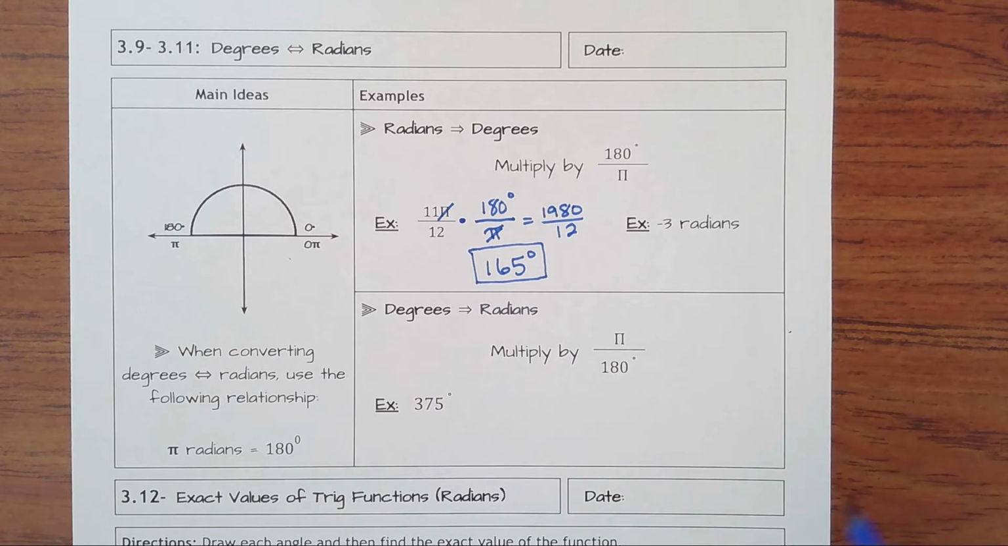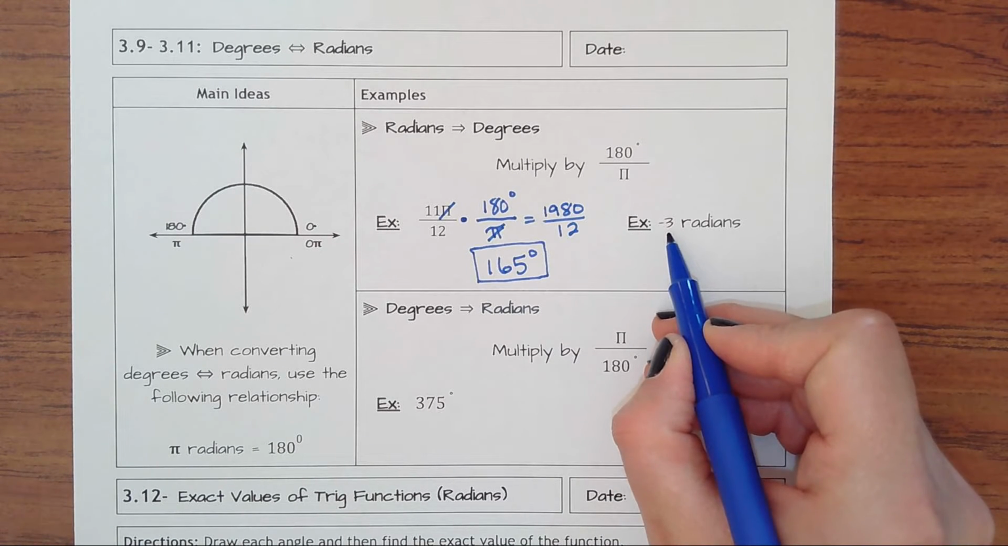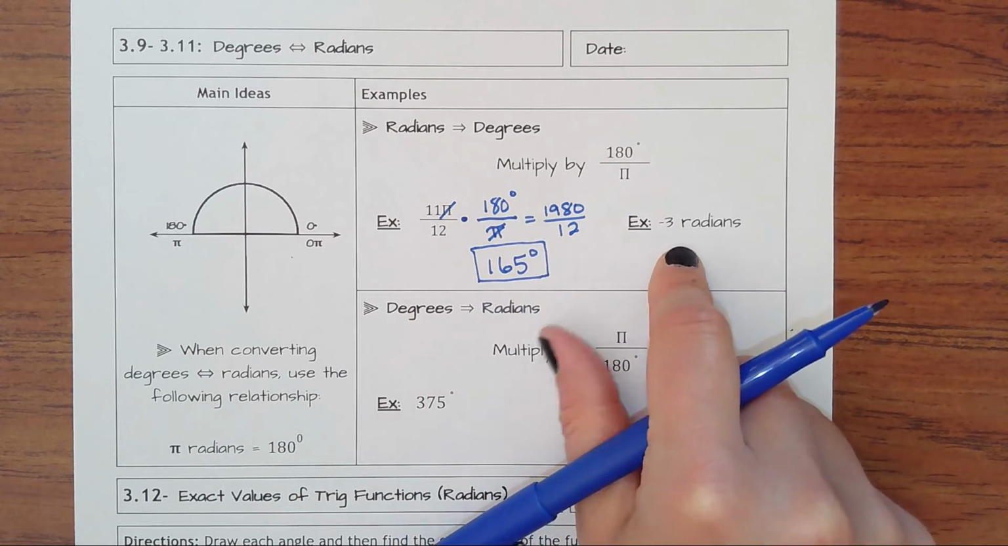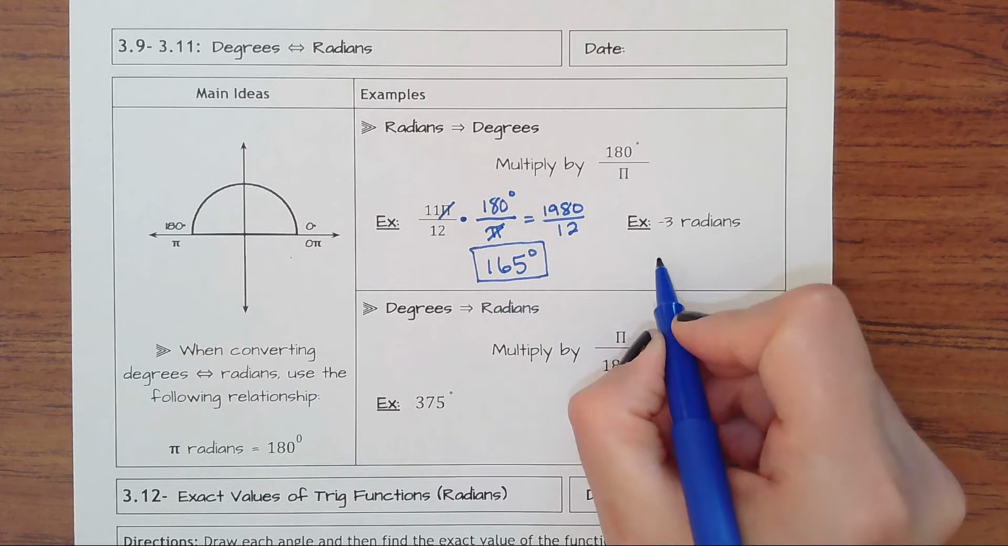Okay, -3 radians. Don't worry so much about the negative, just worry about 3. So it could either have pi in it, or you can just say that it's that many radians and it has something to do with pi.